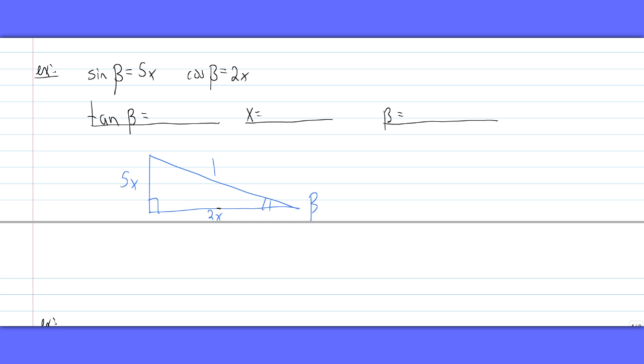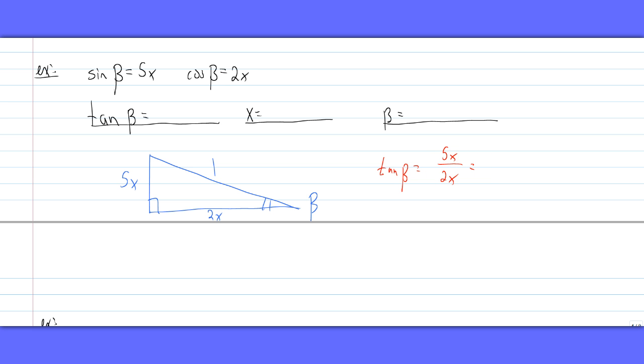From this, we have 3 questions to answer. What is the tangent of beta? What is x equal to? And then what is that angle beta actually itself? Let's get to the first one. The tangent of beta is opposite over adjacent. So from this angle that we're dealing with, we would say that the tangent of beta is opposite over adjacent.